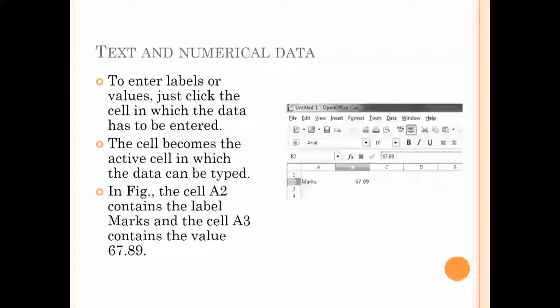Now, text and numerical data. To enter labels or values, just click the cell in which the data has to be entered. The cell becomes the active cell in which the data can be typed. Now if you see this figure, the cell A2 contains the label marks and the cell A3 contains the value 67.89. So this is how the cells contain data.